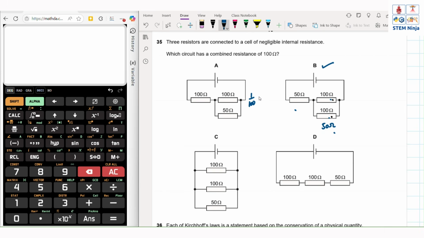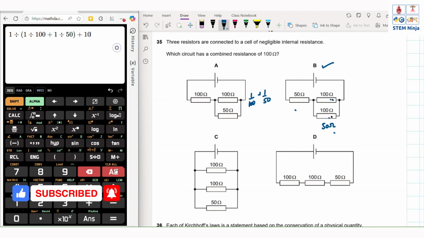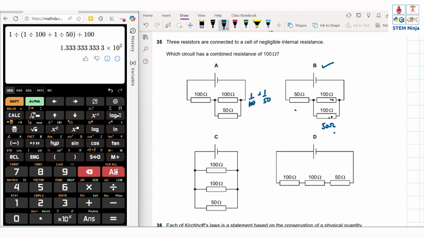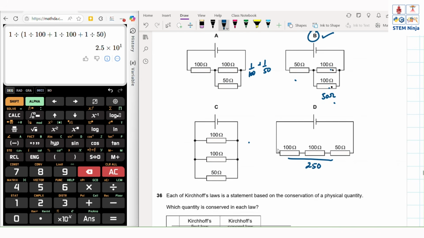So 1 over 100 plus 1 over 50, so 1 divided by 100 plus 1 divided by 50, plus 100, that is roughly 133. That is not 100. This one, 1 divided by 100 plus 1 divided by 100 plus 1 divided by 50, as you can see, this is 25. Again, not true. This is just 250. So that is not it. So B, by simple inspection, we can do that.